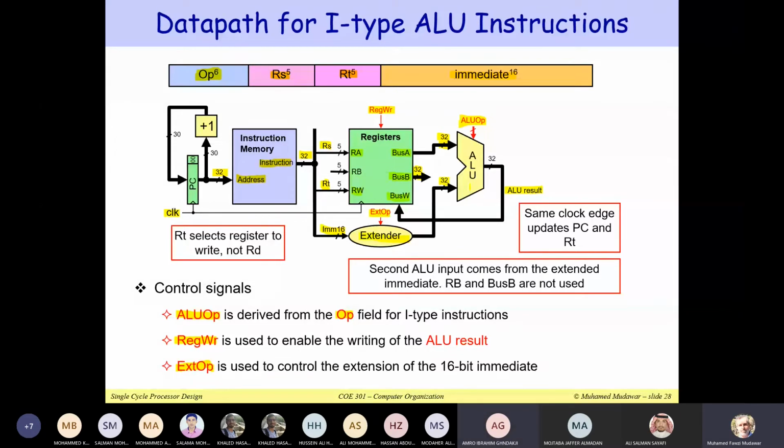Yes, Sam? I have a question. RT is never read, RT will always be written over. We always write on RT. Correct. In the case of the immediate type, RT is my destination. In the case of the R type, RD is my destination. Then this is going to create a problem, because I need the same data path, the same CPU, to execute both R type and I type.